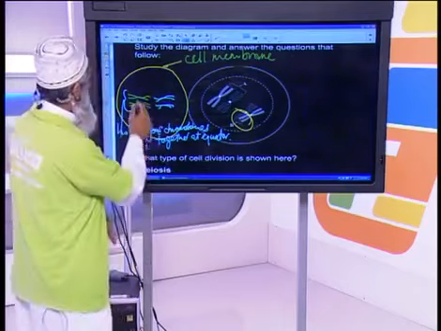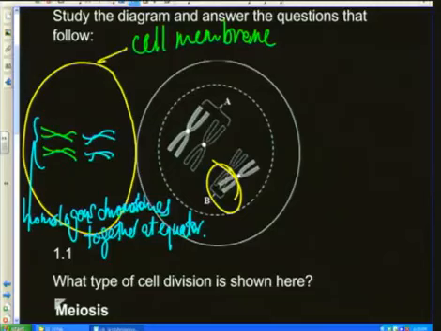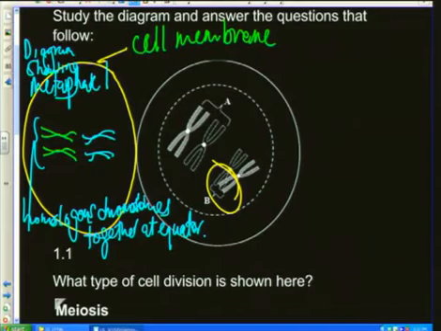Because this is a diagram we're drawing, we must have a caption. And here: diagram showing metaphase 1 of meiosis.